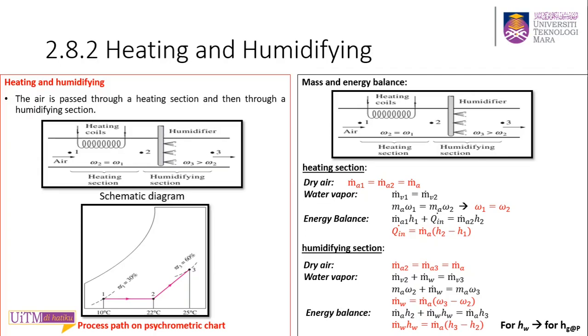For water vapor, since water vapor m.w is added to the air, we must write it into the equation on the inlet side. Rearranging the equation will allow us to calculate the rate at which water vapor is added at the humidifying section. For energy balance, from the general SFEE, the equation can be reduced as shown in the slide. The enthalpy for water vapor, hw, is read from the property table.